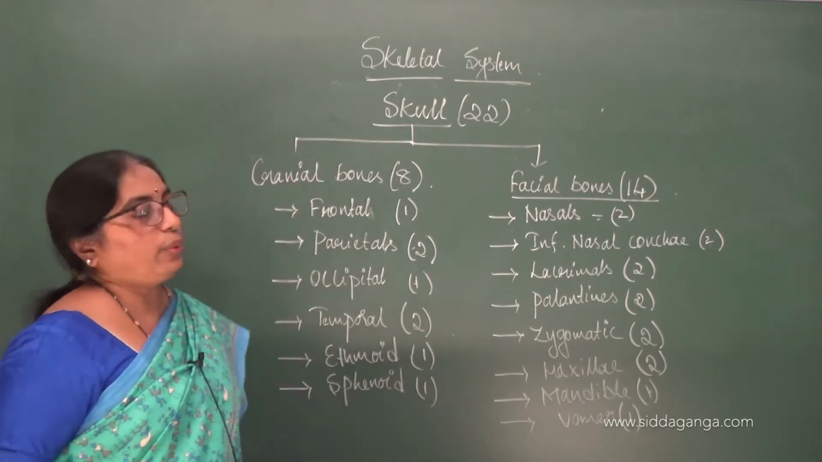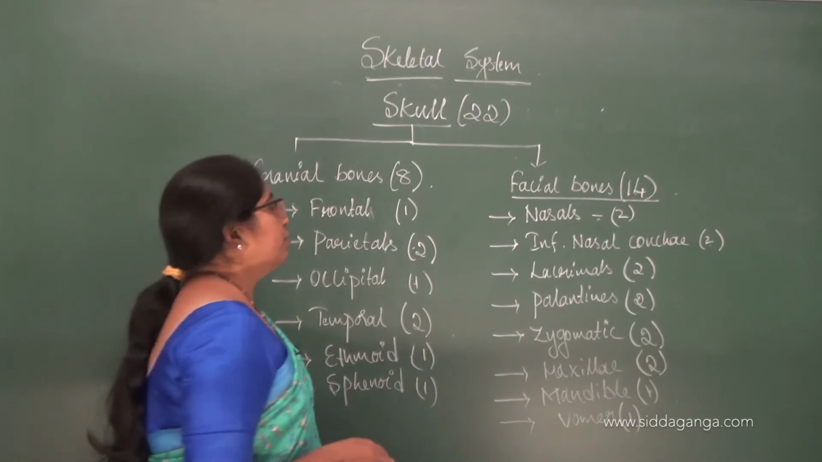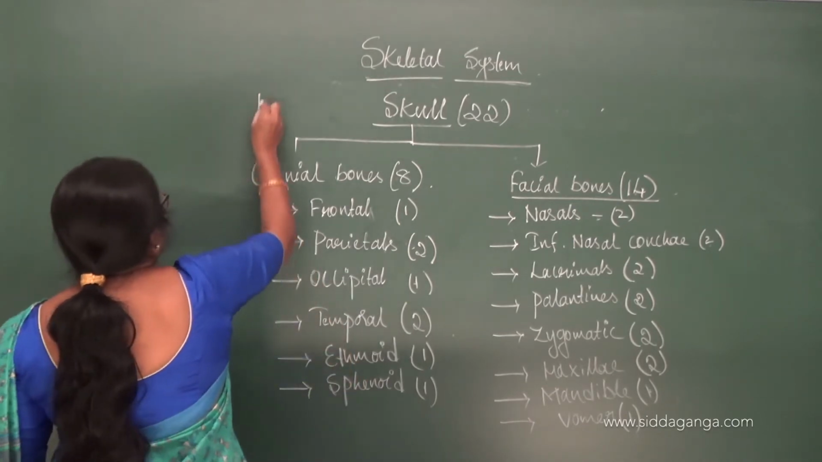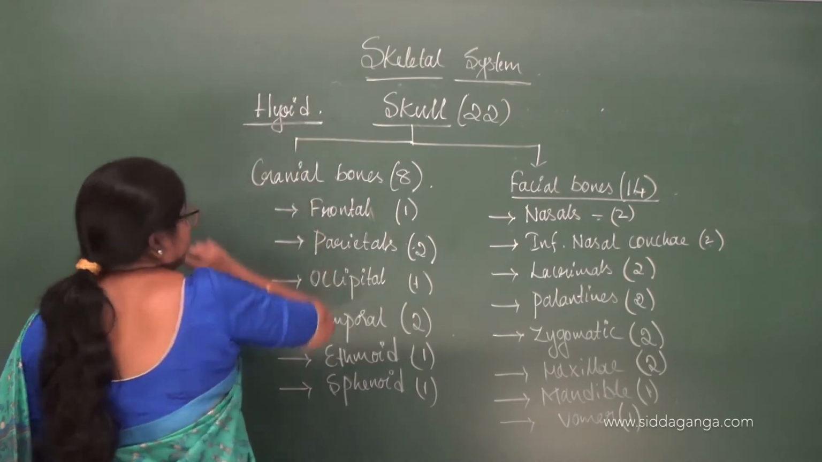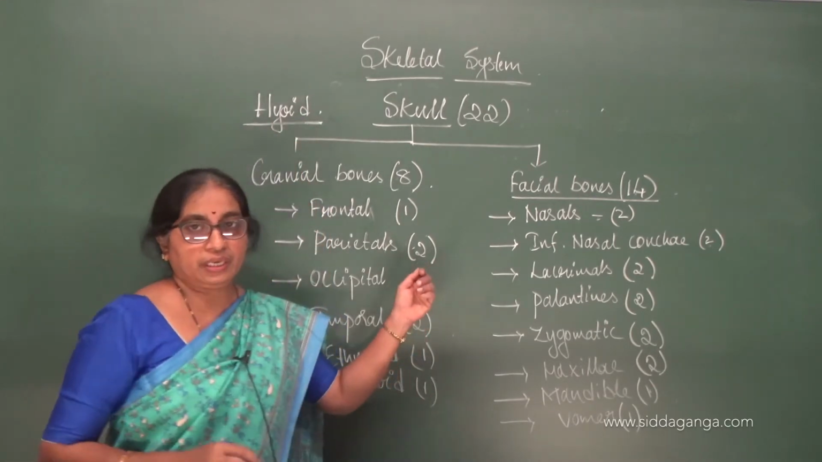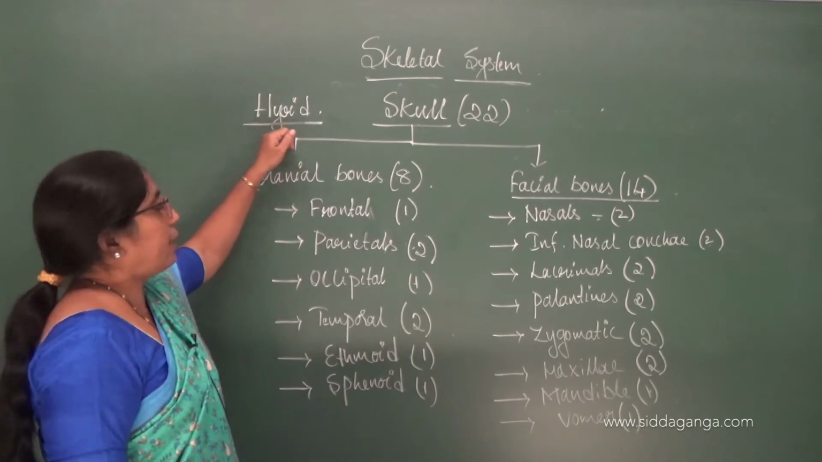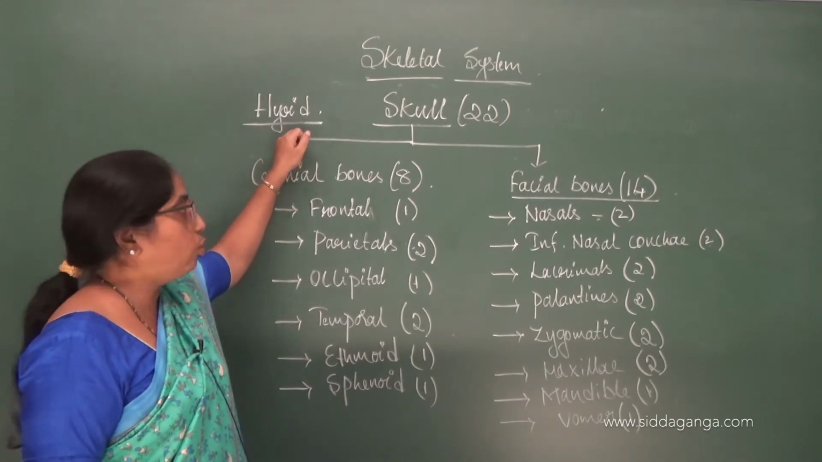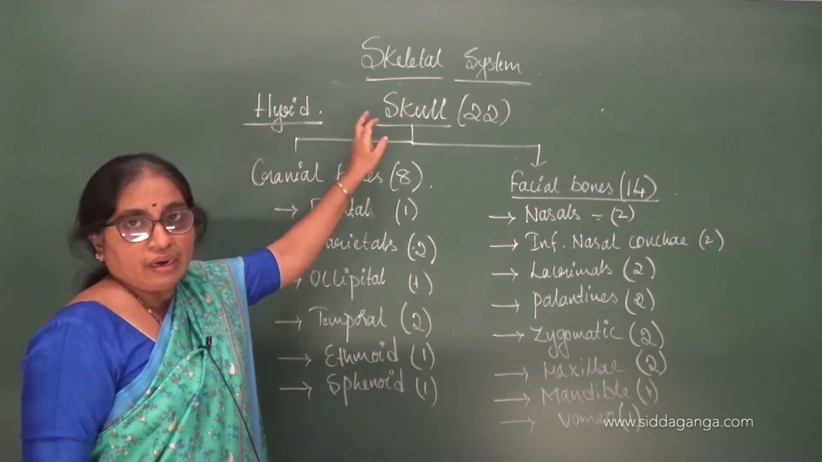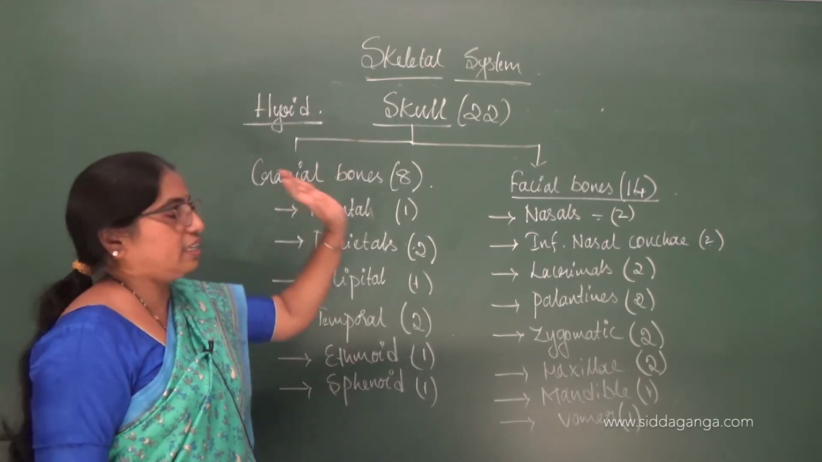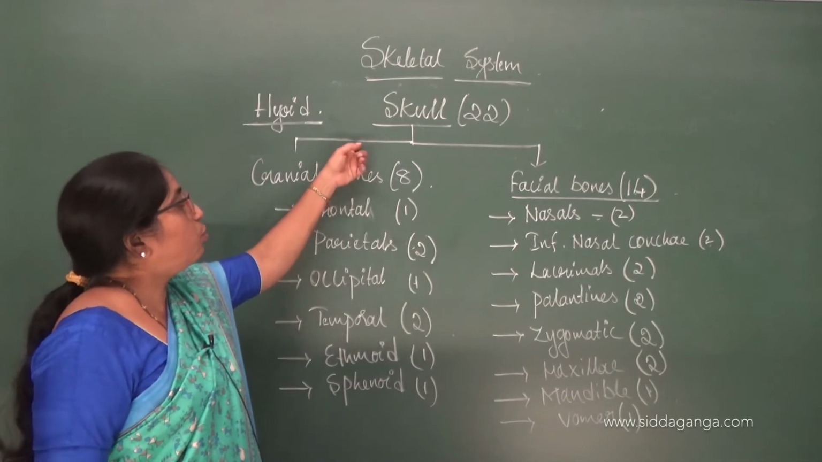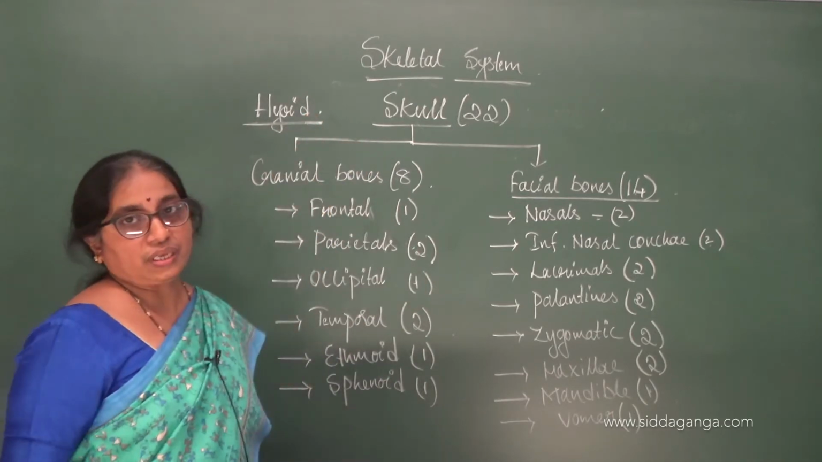So in the skull we include one more bone, which is called the hyoid bone, which is present in the buccal cavity, which is also taken in the skull itself. So 22 bones of the skull plus this hyoid.